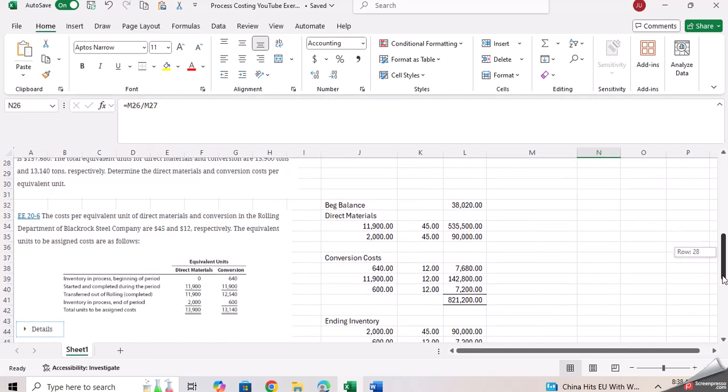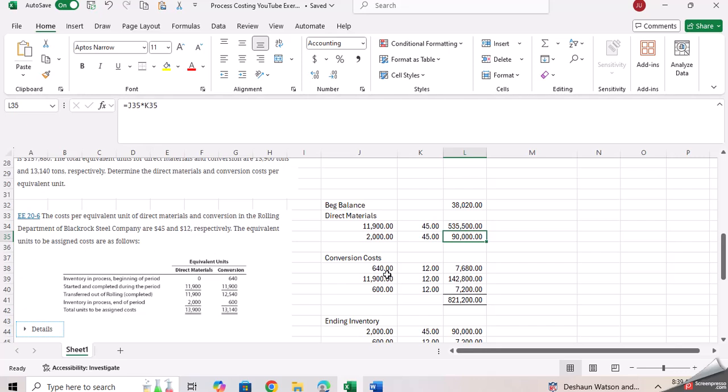Then we come down to applying it. So we first apply our direct materials. What we started and completed during the month, the 11,900 times the $45, is $535,500. Again, I'm just multiplying those two together. Then the 2,000 that I had in my ending inventory, 100% done related to our direct materials, we multiply by the $45, and that's 90,000.